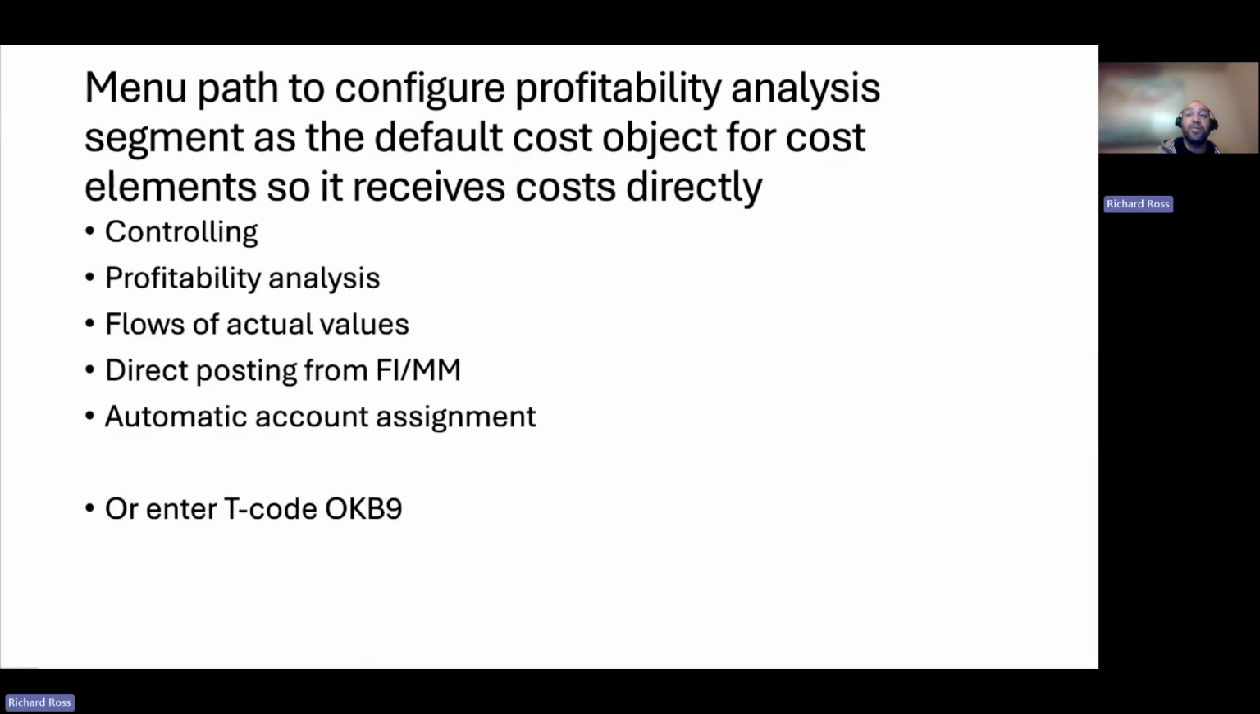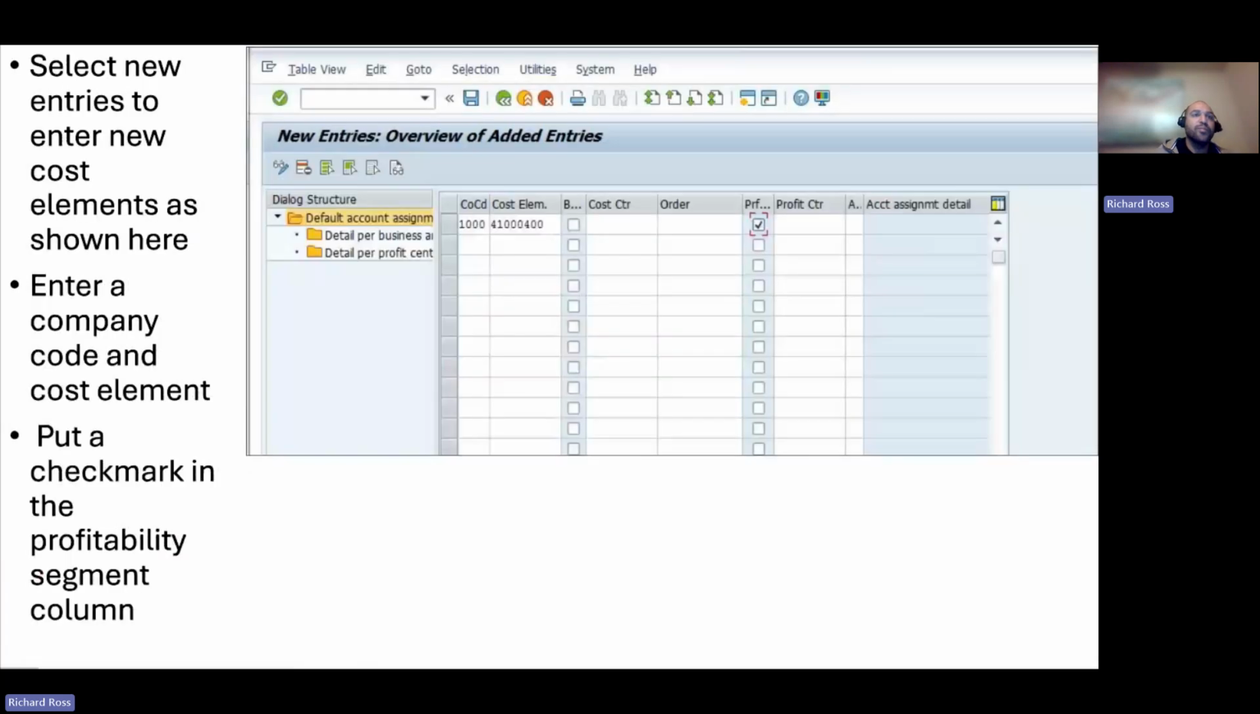Menu path to configure the profitability analysis segment as the default cost object for cost elements so it receives costs directly: Controlling, profitability analysis, flows of actual values, direct postings from FI/MM, automatic account assignment, or enter T code OKB9. Select new entries to enter new cost elements as shown here. Enter a company code and cost element. Put a check mark in the profitability segment column.